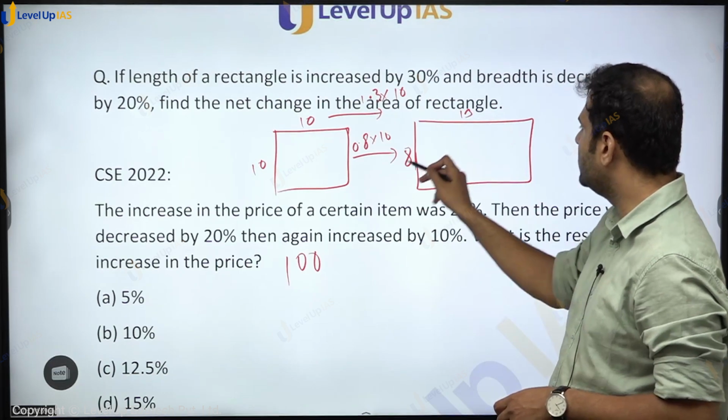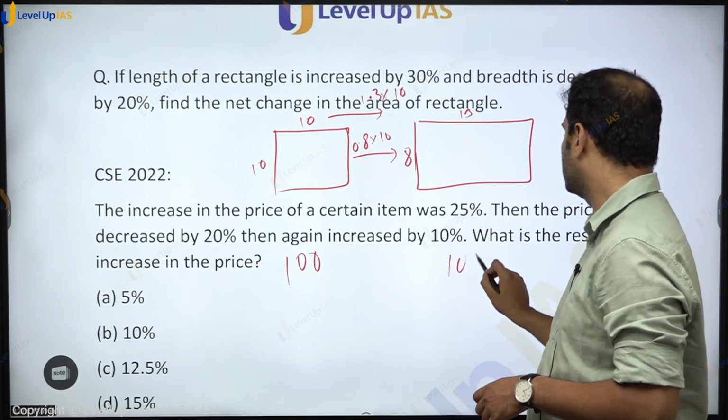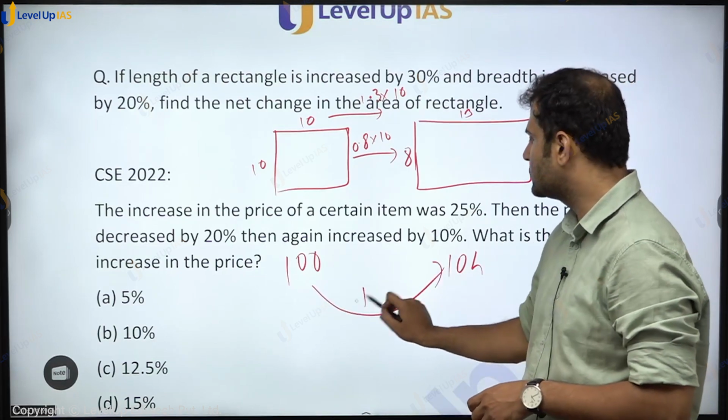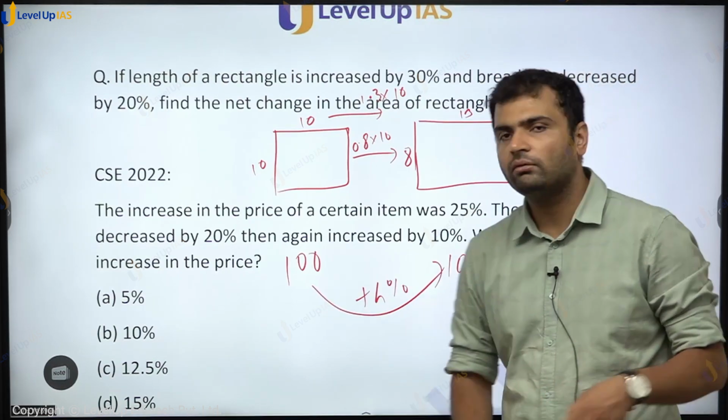So the area is 13 into 8, which is 104. So what is the net change in area? It is plus 4%. Fine, easy.